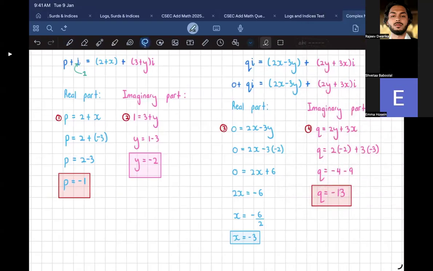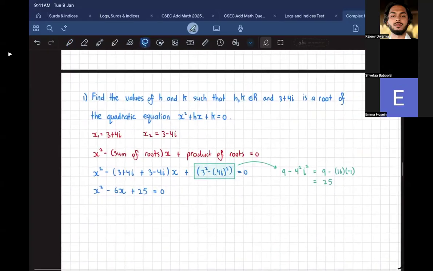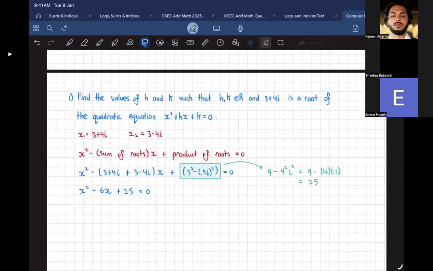Oh, by the way, guys, we didn't finish the first question. I realize that. If you write this for the first question, you're going to lose 1 mark. I didn't write what h and k are. Yeah, you never specified what h and k were. So h would be equal to minus 6, and k would be equal to 25. If you leave this out, you're going to lose a mark.